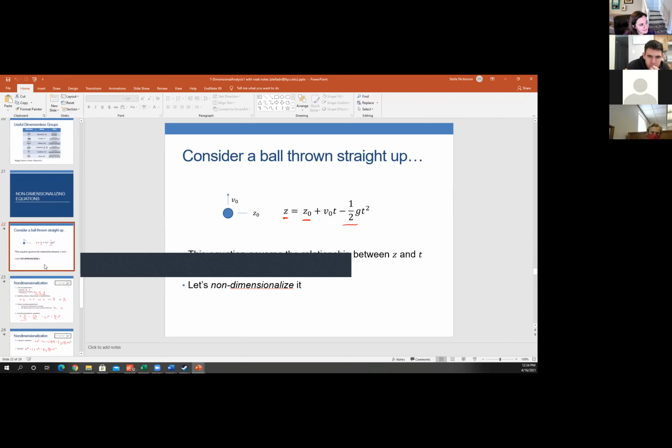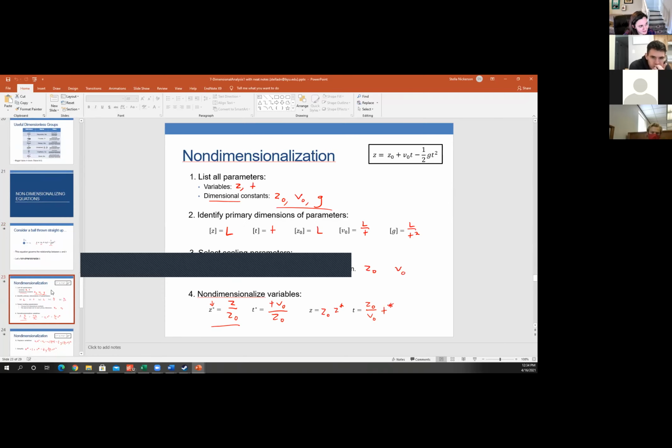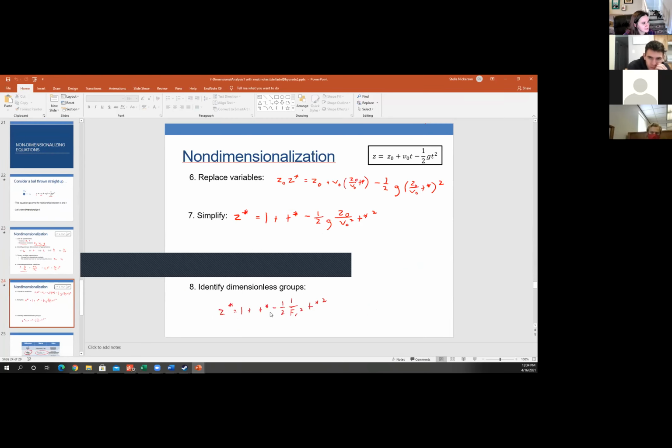We learned how to non-dimensionalize an equation by taking some constants that are in our problem, and we non-dimensionalize the equation. We get a dimensionless equation.